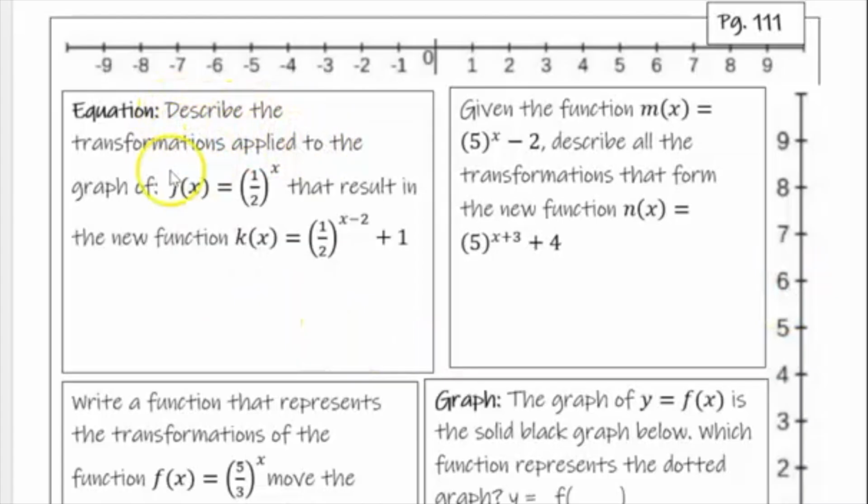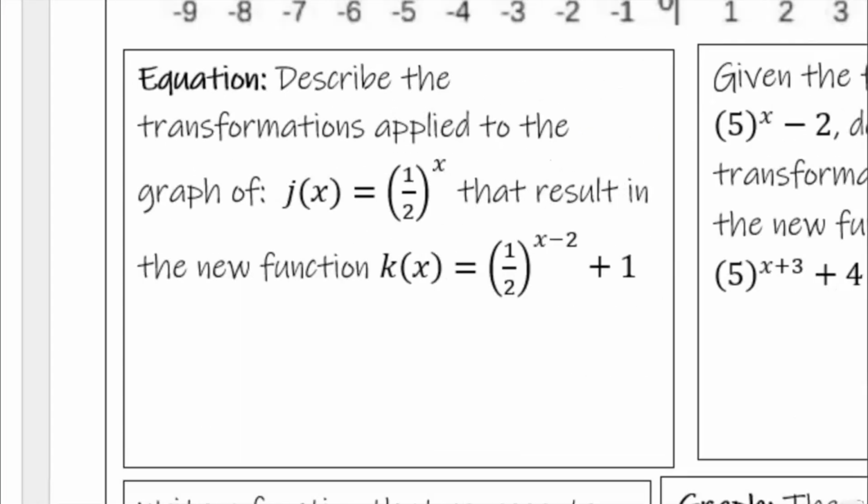Describe the transformations applied to the graph of j of x. So this is my original graph that results in a new function k of x. So this one is going to move to this one. In order to see what transformations have occurred, you have to look at what the differences are. The growth or decay, the steepness does not matter. It's really just what other numbers have they added. You can see right here with the x, they've gone from nothing here to -2 here. And this is going to be the key thing.